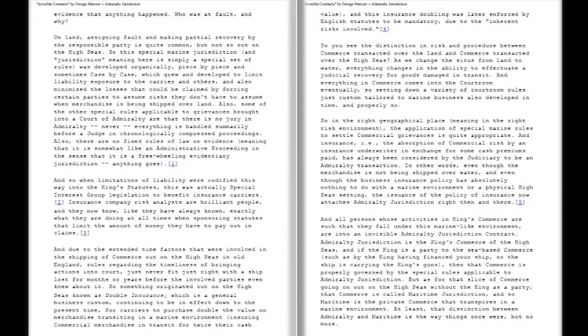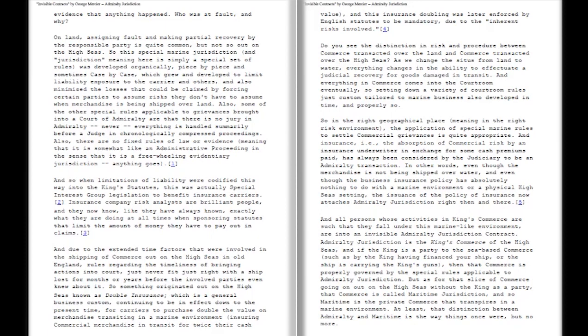On land, assigning fault and making partial recovery by the responsible party is quite common, but not so out on the high seas. So this special marine jurisdiction, and jurisdiction meaning here is simply a special set of rules, was developed organically, piece by piece and sometimes case by case, which grew and developed to limit liability exposure to the carrier and others, and also minimize the losses that could be claimed by forcing certain parties to assume risks they don't have to assume when merchandise is being shipped over land.